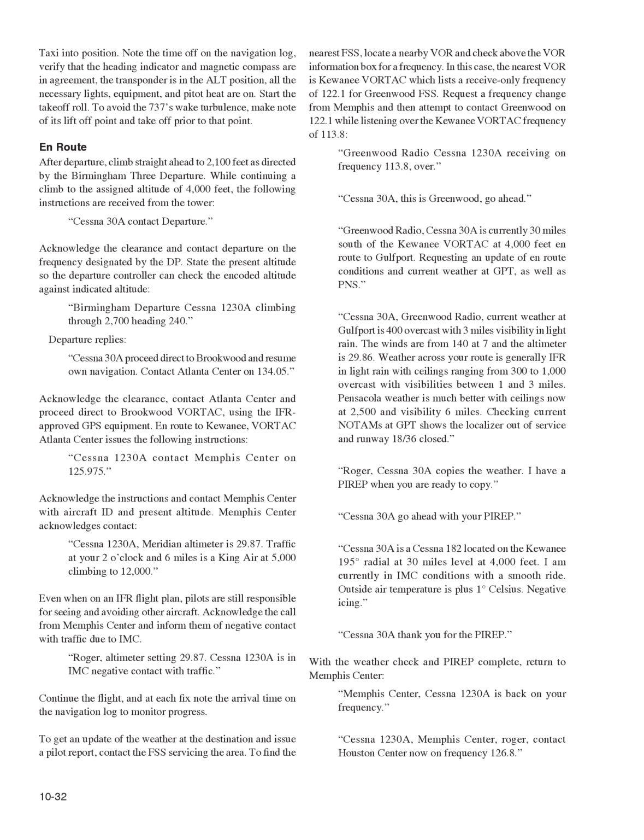Memphis Center acknowledges contact, Cessna 1230A, Memphis altimeter is 29.87. Traffic at your 2 o'clock and 6 miles is a King Air at 5,000 climbing to 12,000. Even when on an IFR flight plan, pilots are still responsible for seeing and avoiding other aircraft.